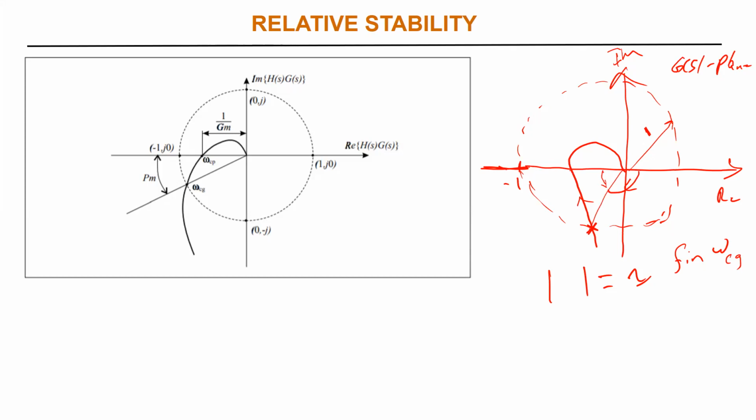For the phase margin, how much can I rotate? I'll bring it to 180 degrees because I want to bring it to the minus 1. So how much phase can I add in here to make it unstable?